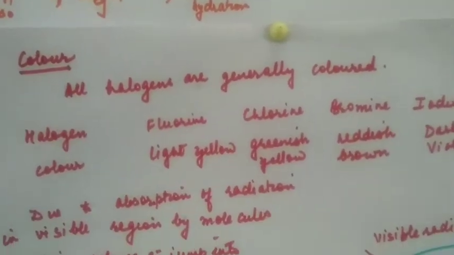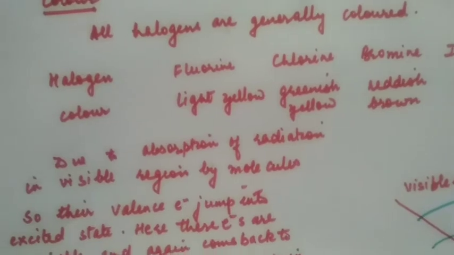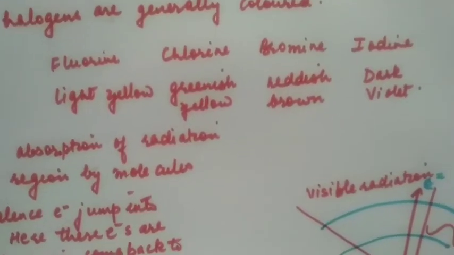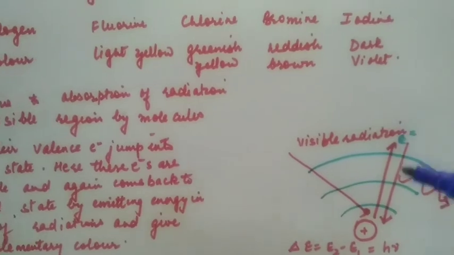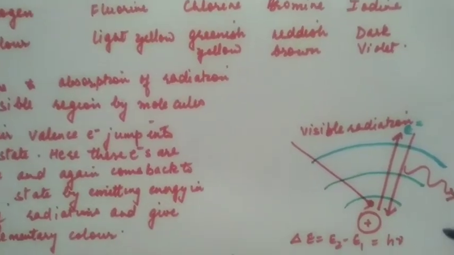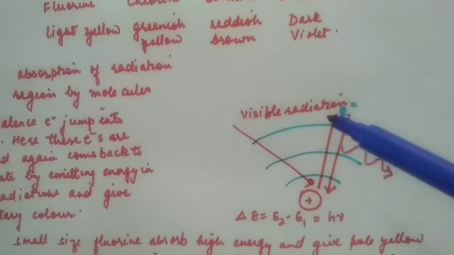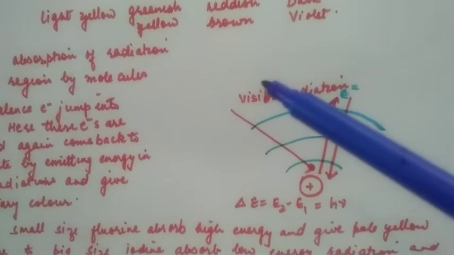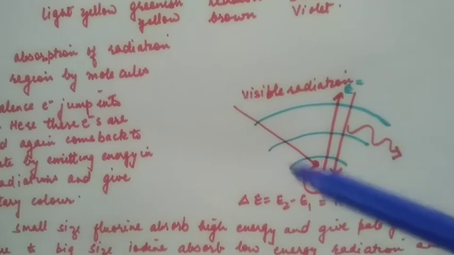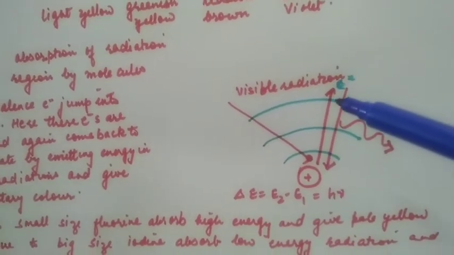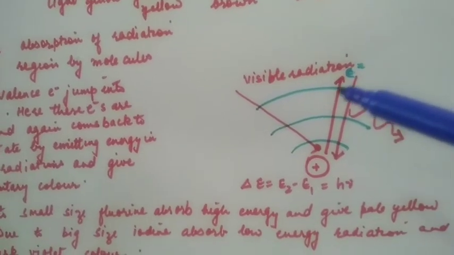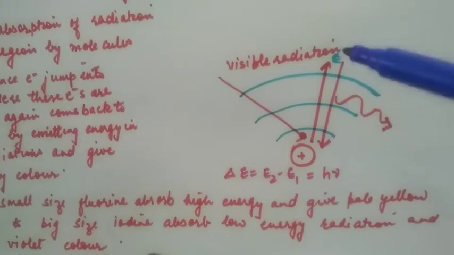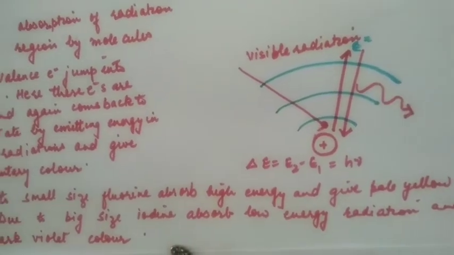All halogens are generally colored. Fluorine is light yellow, chlorine is greenish yellow, bromine is reddish brown, iodine is dark violet. Now this color results due to absorption of radiation in the visible region by molecules. The valence shell electrons of the halogens absorb energy from visible radiation and jump to higher energy levels, but as they are unstable in higher energy levels, they fall back to lower energy levels, releasing energy in the form of visible radiation.